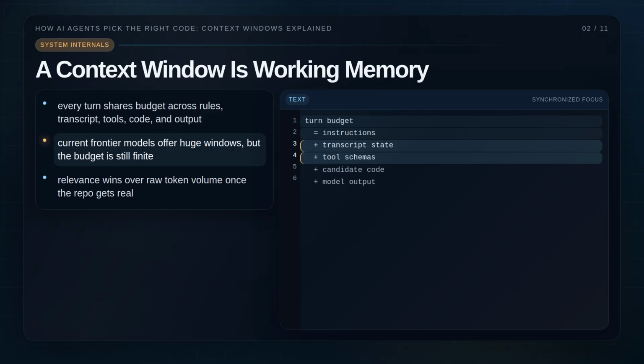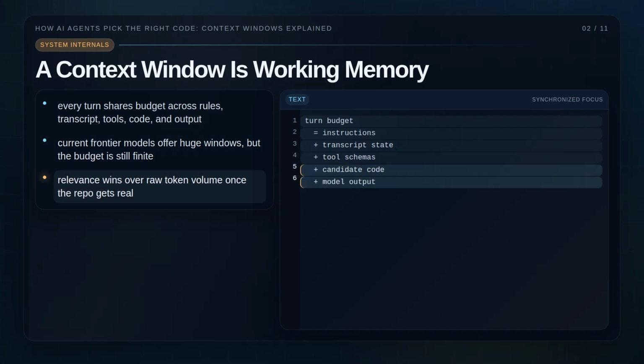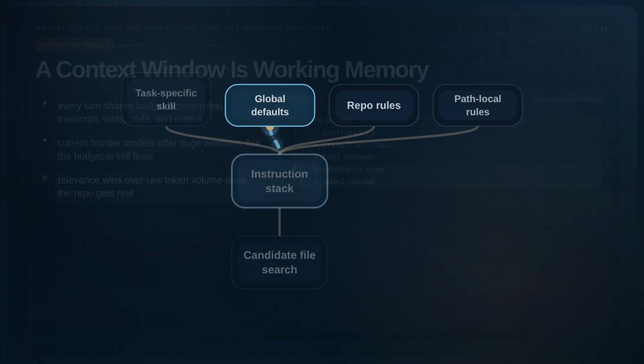The budget also holds system behavior, repo instructions, conversation history, tool definitions, and the model's own output. As soon as the task becomes multi-step, the transcript itself starts competing with code for space. So the engineering job is not only model selection. The engineering job is deciding which evidence deserves to be in working memory right now.